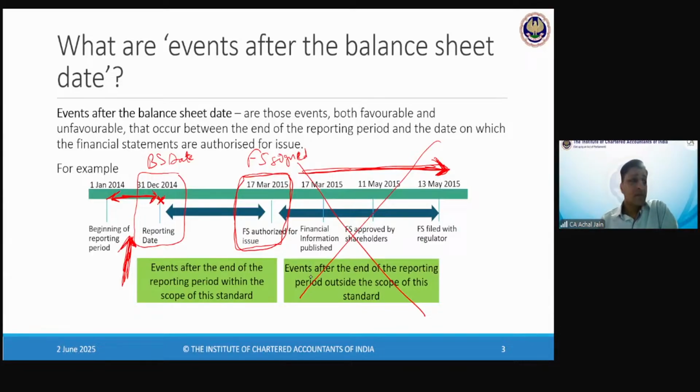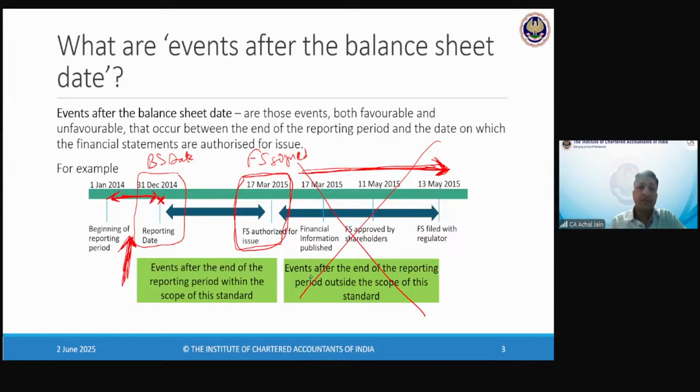Why? Because this standard AS4 doesn't talk about this period. It says it's outside the scope of accounting standard. So if there is any event, any transaction, any sort of thing, whether that is favorable, unfavorable to the company, you will ignore that. Okay. Now this is very, very important. Why? Because that's how you will be deciding as to what is going to impact the reporting year. Okay. So first line we have looked at, that we need to draw this first line on 17th of March.